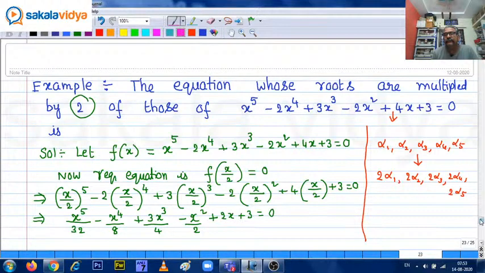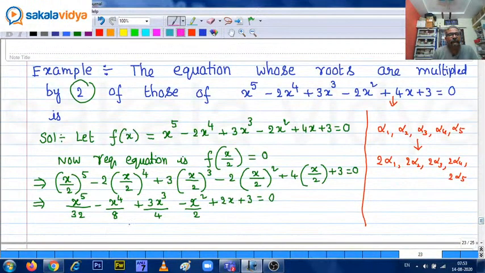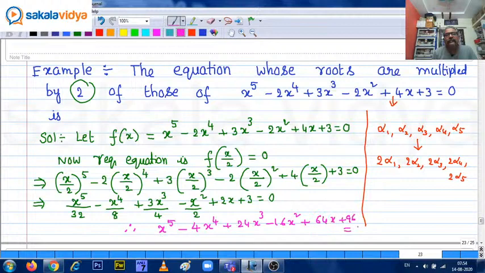Therefore, multiply with 32, x to the power of 5 minus 4x to the power of 4 plus 24x cube minus 16x square plus 64x plus 96 equals 0. So this is the answer.